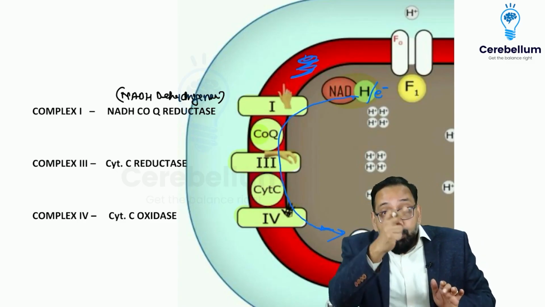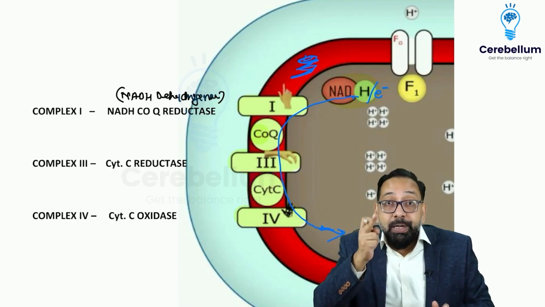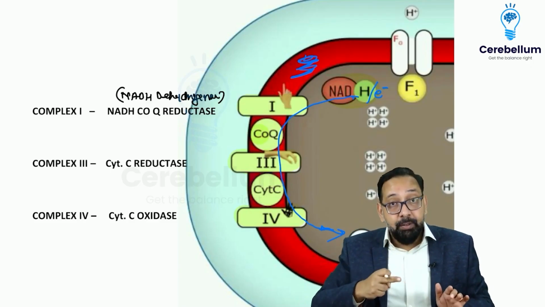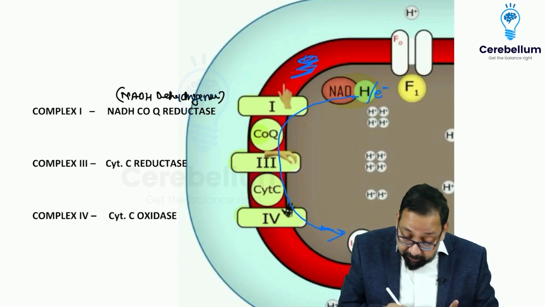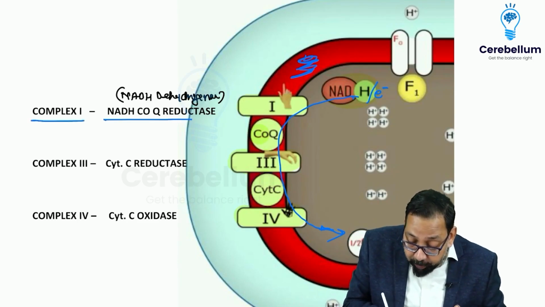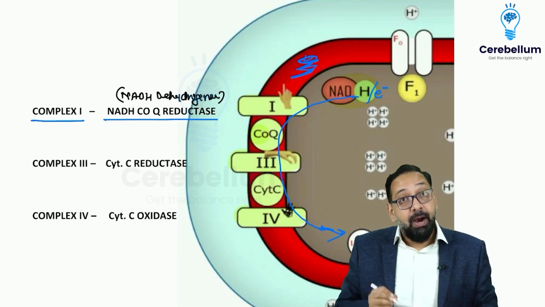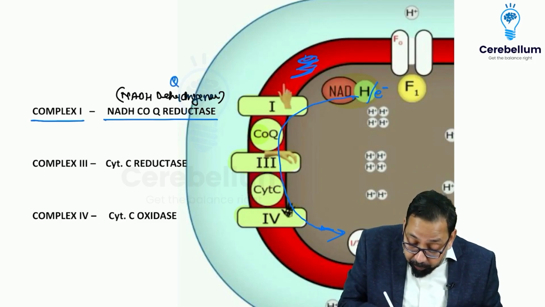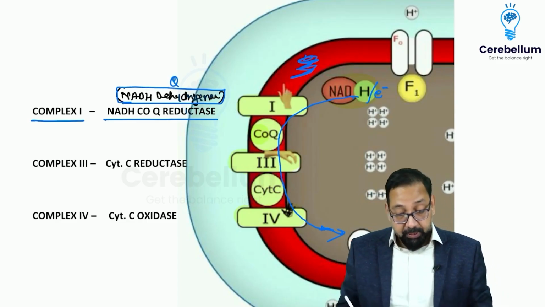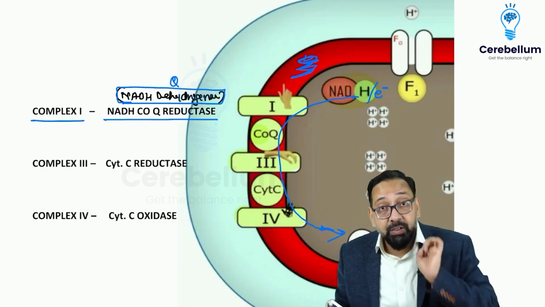Yes, electron will move via this chain. That's why it is called electron transport chain. So the first complex is NADH coenzyme Q reductase. Another name, asked in NEET PG, is NADH dehydrogenase. What is the function of this complex 1?